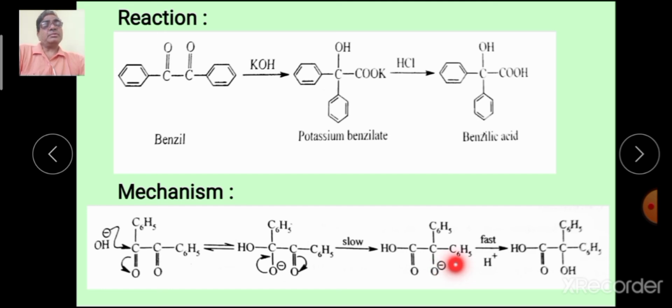Now, a proton is abstracted from hydrochloric acid, and thus the OH group forms; this is the benzilic acid. This is the easy mechanism. Therefore, benzilic acid is obtained from benzil. The reaction is known as the benzil benzilic acid rearrangement reaction. This is a simple rearrangement of benzil into benzilic acid.